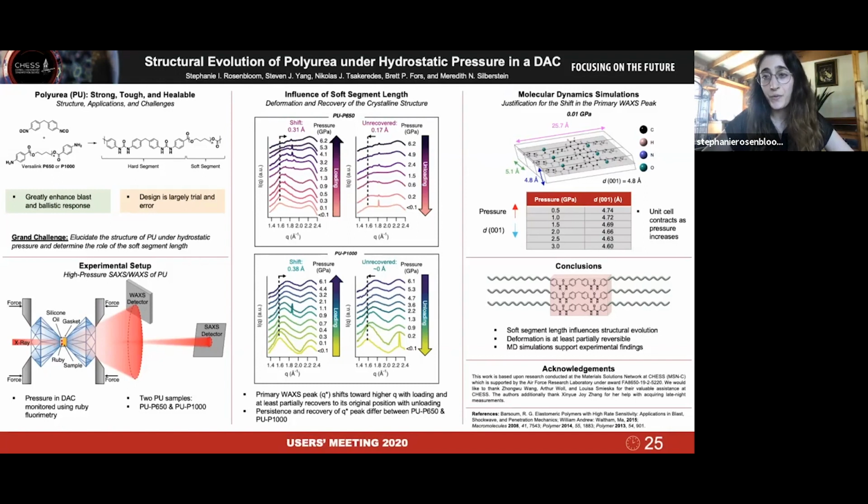To address this issue, we wanted to decouple the high strain rate from the high pressure response of polyurea. We did so using a diamond anvil cell to modulate pressure on a timescale that allowed for facile in situ structural characterization by SAXS and WAXS. We anticipate that our findings will help direct a new predictive platform for the design of polyurea-based materials.